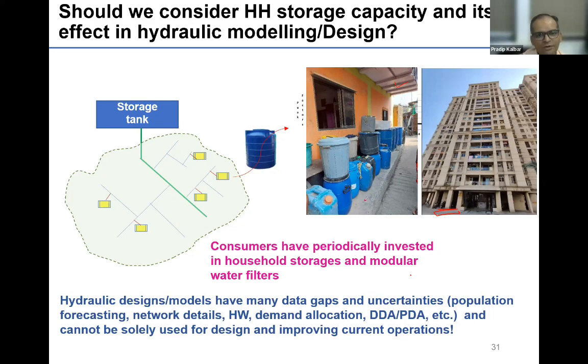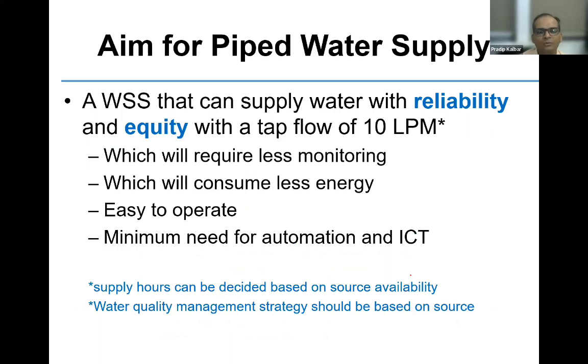Based on this lot of theoretical analysis, I'll show what should be the aim now. Whatever problems and issues I've told you, what should the aim of piped water supply be? We should aim for a water supply system that can supply water reliably. Reliably means every day, at a fixed hour. If I can supply, 1 hour is sufficient. If you supply at 10 LPM, 600 liters per household will be the demand typically. And equity, that everyone should get this, not only the low-lying area or prime area. So reliability and equity, which will require less monitoring, consume less energy, be easy to operate, with minimum need for automation and ICT.